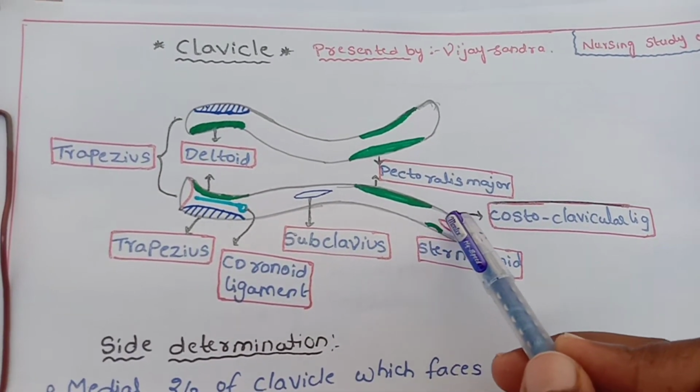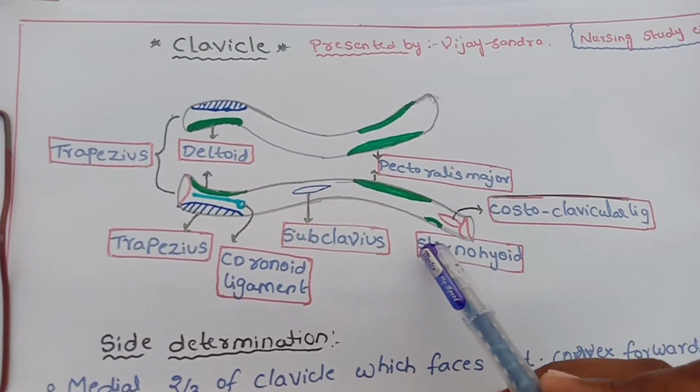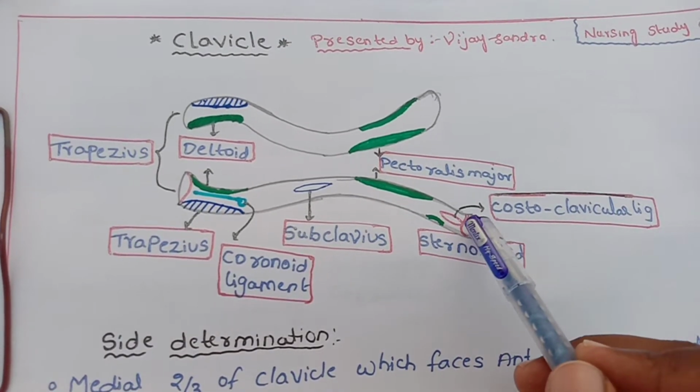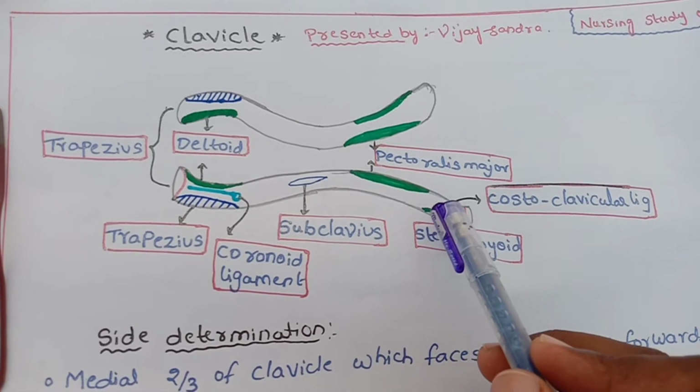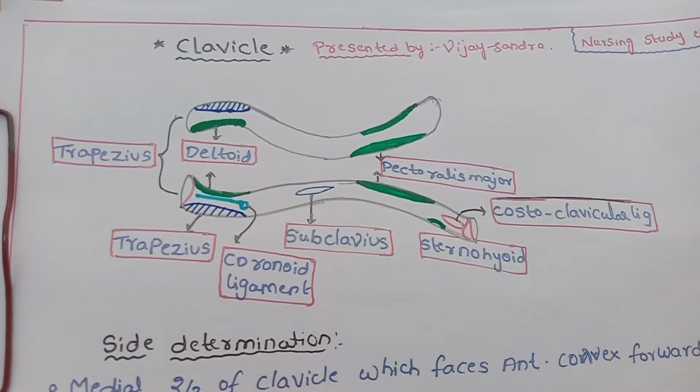This is the subclavius, and this is the costoclavicular ligament. This is the sternohyoid, the greenish colored one. So this is the sternohyoid muscle.